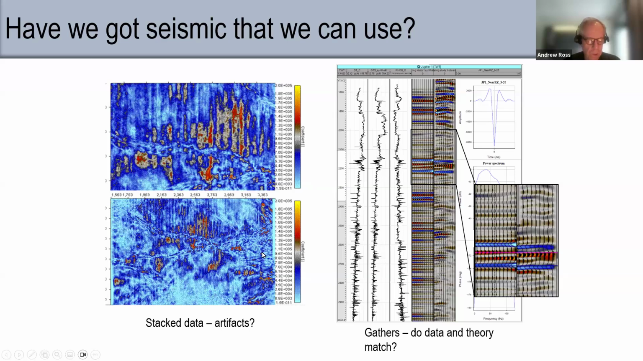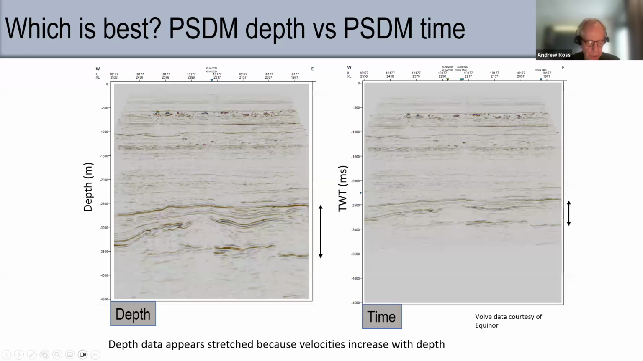Okay. So that's one thing that's very important, the true amplitude nature of the data. Another thing we have to worry about is depth and time. And here's an example from some data from Equinor. This is Volve, which is actually free for people to download online. I think you just have to register, and you can download this.